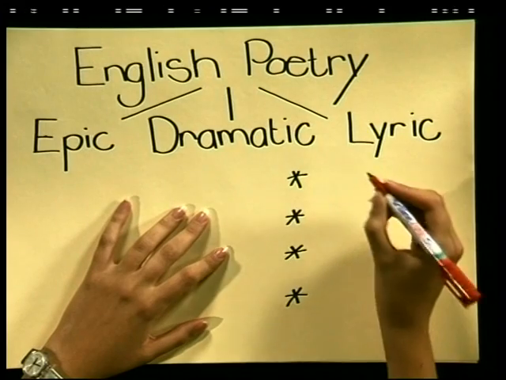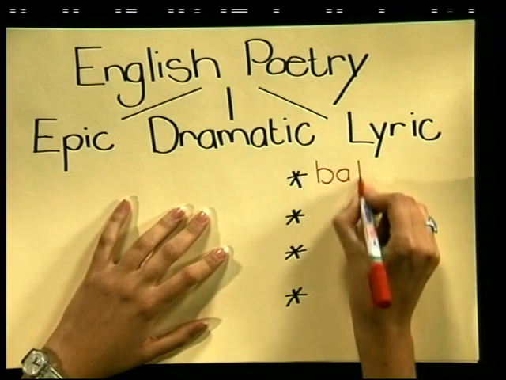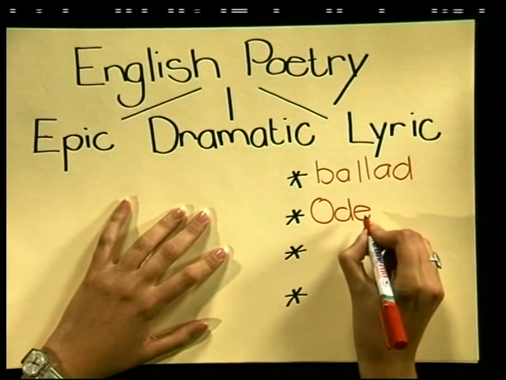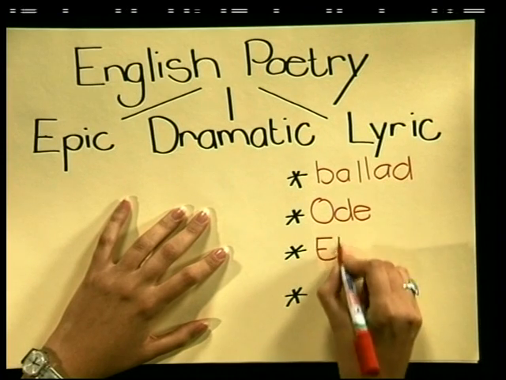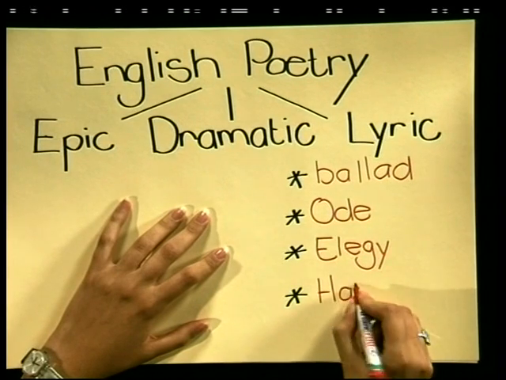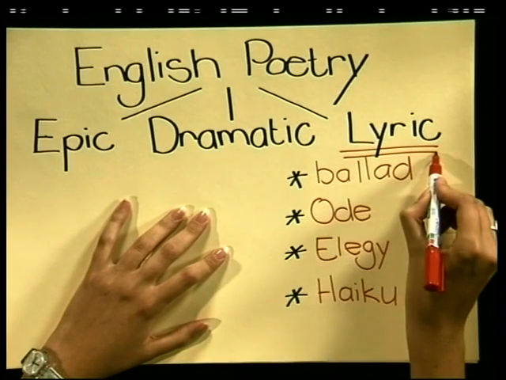It would be impossible to teach you all the different types of poetry in one lesson, but these 4 and sonnets that we will discuss in our next lesson are the ones that you are most likely to encounter in your examinations and tests. As you can see, all these forms, ballad, ode, elegy, and haiku, fall under the category of lyric poetry.